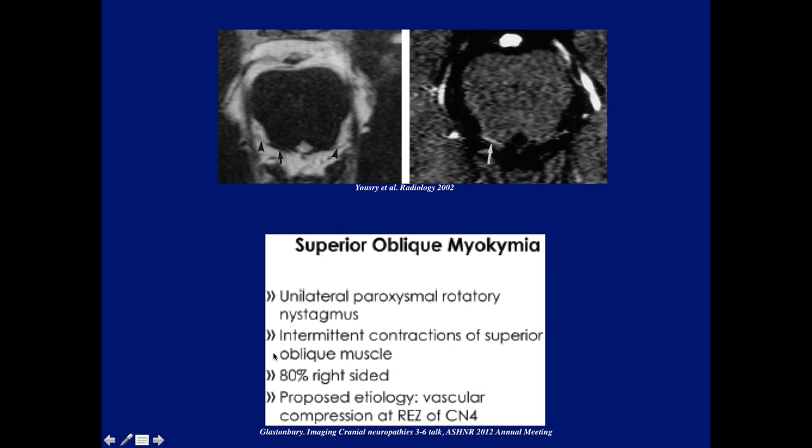So again, superior oblique myokymia is a unilateral paroxysmal rotatory nystagmus. There's intermittent contraction of the superior oblique muscle. For some reason, it's 80% right-sided. And again, its proposed etiology is a vascular compression at the root entry zone of the fourth nerve.